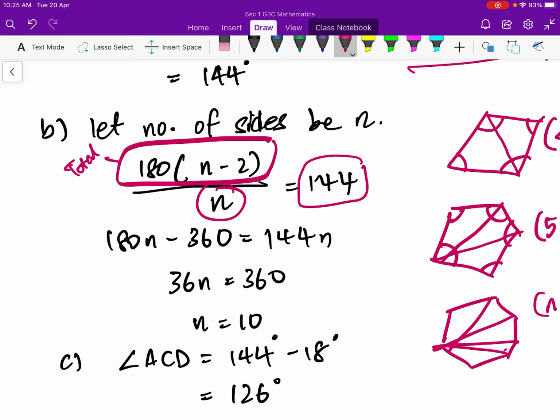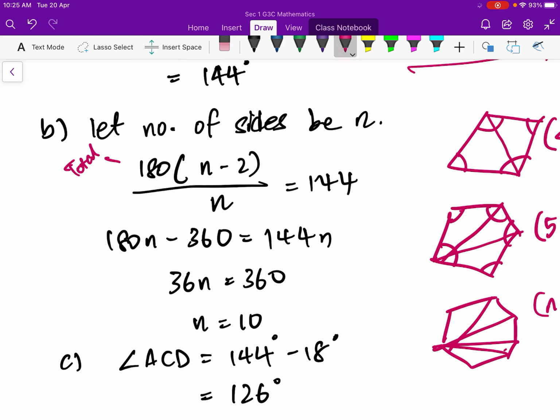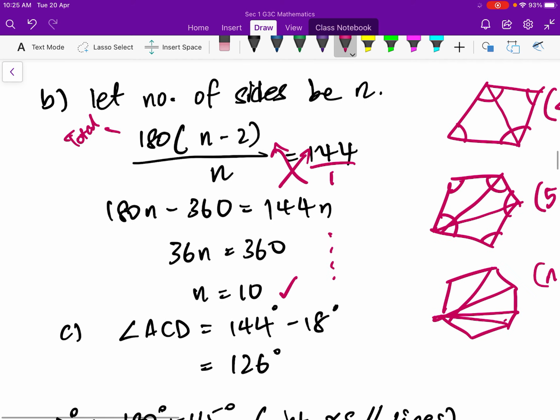Now that you have formed the equation, it is just a matter of doing your algebra, your manipulation, and solving. So put over 1, multiply, or you can simply multiply by n on both sides. Solve, you get n equals 10. It is a 10-sided figure. A regular 10-sided polygon will have one of its angles as 144 degrees. So finally find the angle ACD.